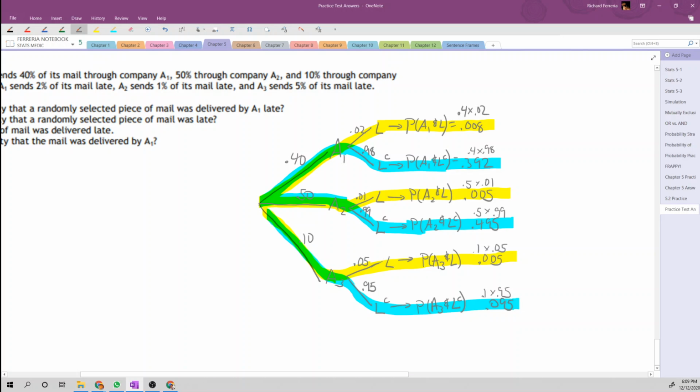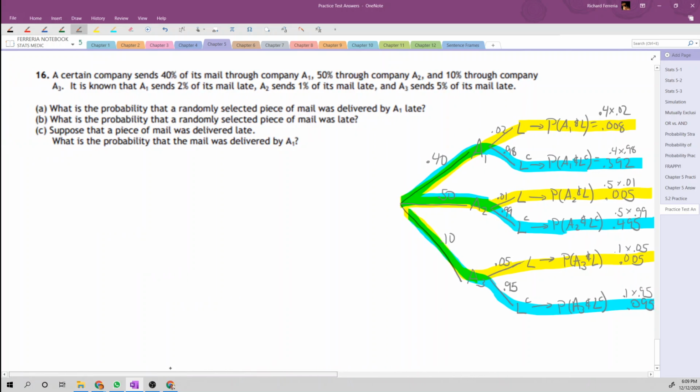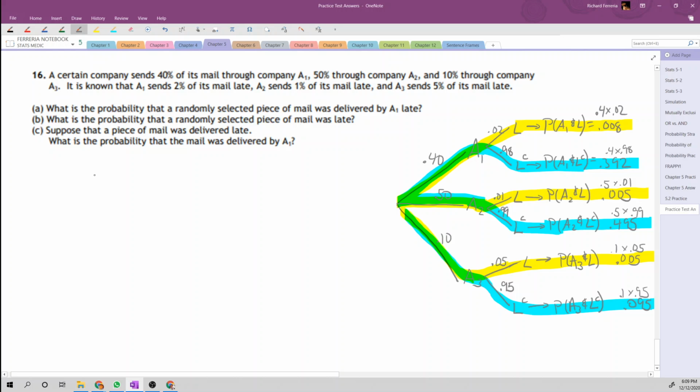So you can see we've got all of these multiplied just by going down the lines of the tree diagram. And now we're ready to answer questions because we have all of the disjoint outcomes and their probabilities. So for number 1, what's the probability that a randomly selected piece of mail was delivered by A1 late? When you decipher that, that's the probability of A1 and late. We have that probability right here, and it's 0.008. If you wanted to, and I would recommend you do this, write down the multiplication: 0.40 multiplied by 0.02, and that's equal to that. You do need to show some work here, so writing down those multiplications would be the way to go.